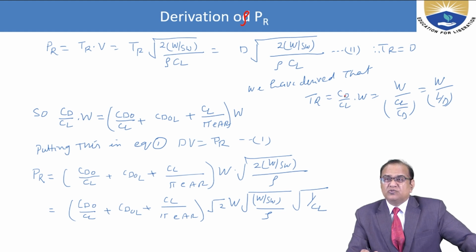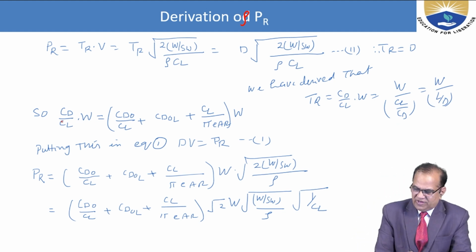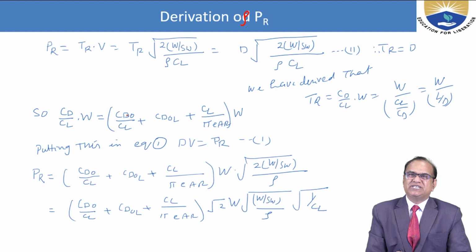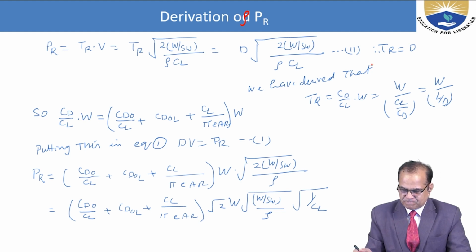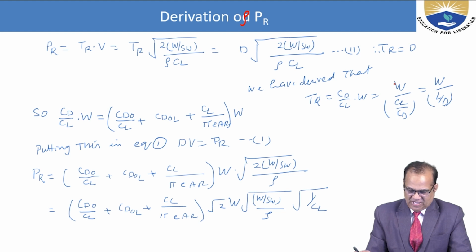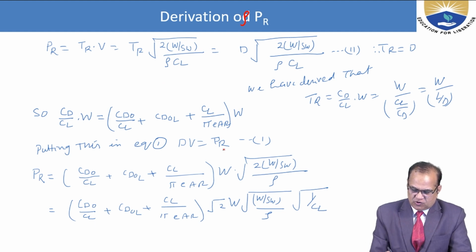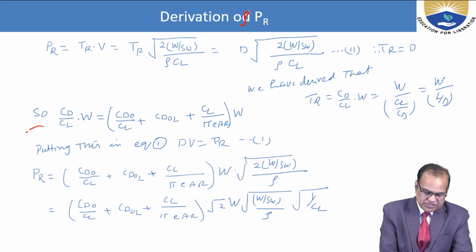Now TR is equal to CD by CL into W, or W by L by D. So now we can put here CD by CL into W. We know that CD is equal to CD naught plus CL squared by pi E AR, into W. Putting this in equation number 1, we have found that DV is equal to PR. So PR is equal to D, and D we can put this value from here.